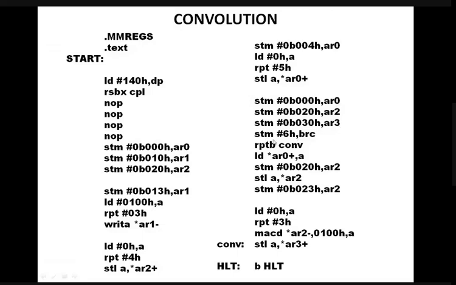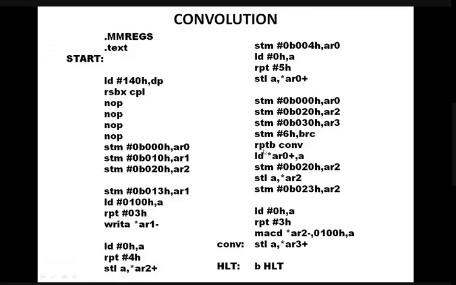And now you can see BRC. What is BRC? Block repeat counter. Because n1 is 4 and n2 is 4, n1 plus n2 minus 1, when we perform linear convolution, 4 plus 4 minus 1, we will get 7 coefficients. So the block has to be repeated 7 times. So n minus 1 is what you have to write. Hence we have written STM #6H, BRC, which is the block repeat counter.